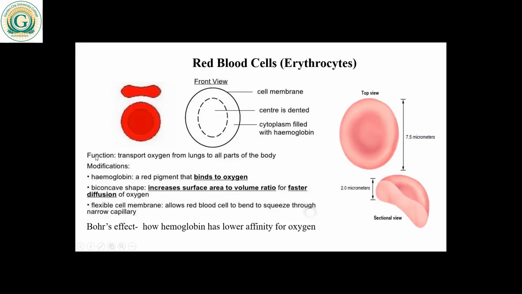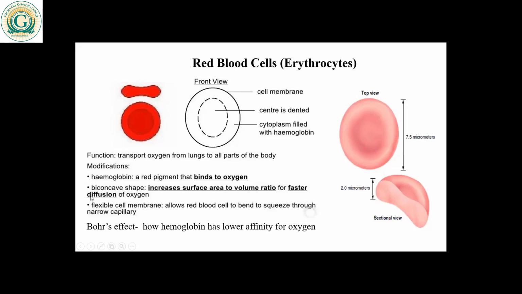Functionally, red blood cells transport oxygen from the lungs to all parts of the body. As I said, we have modifications that make it specialized. This red pigment that binds to oxygen is the hemoglobin. So it's the hemoglobin that gives the cell the red color.